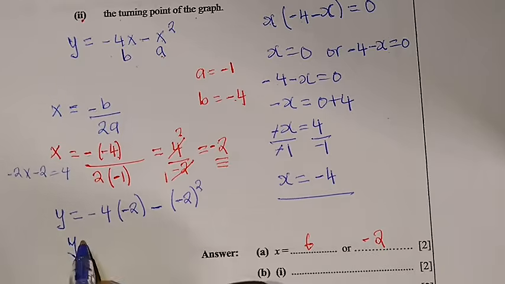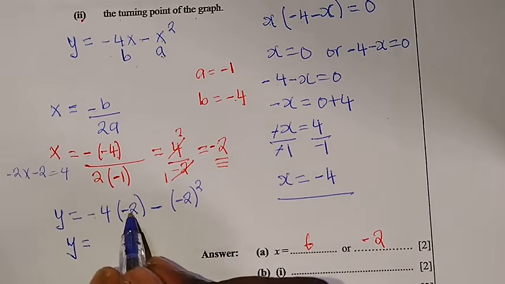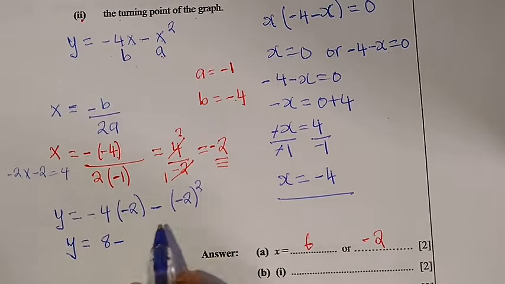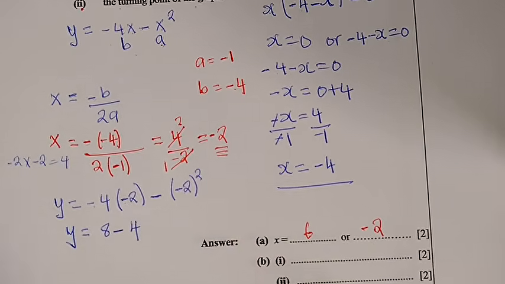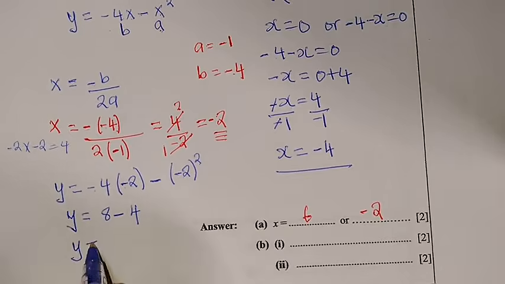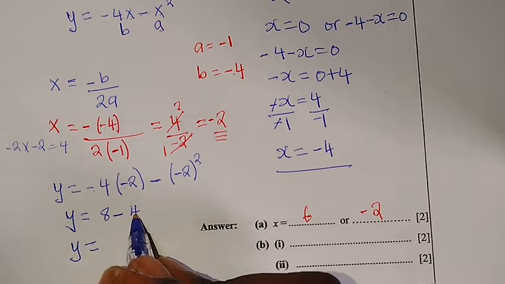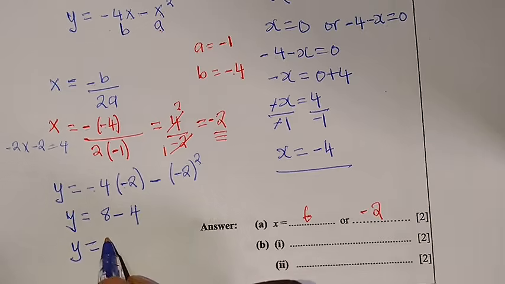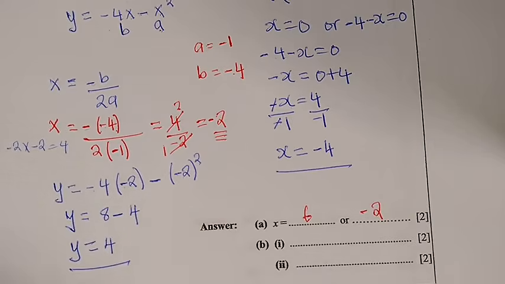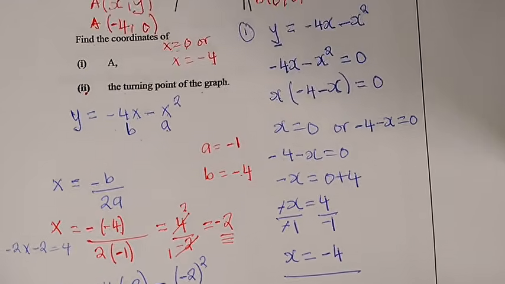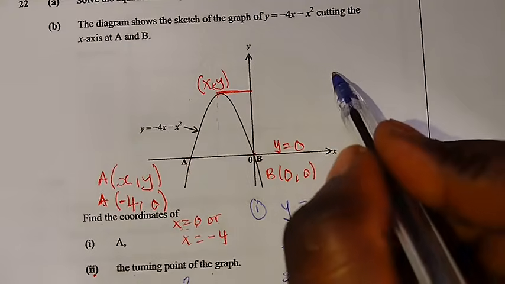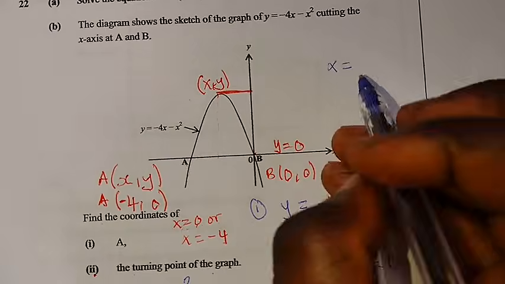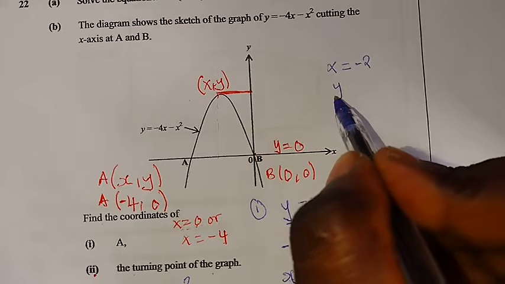So y is equal to negative 4 times negative 2, which is positive 8, minus negative 2 squared, which we have said is a positive 4. So the value of y is equal to what? 8 minus 4 should give us a 4. So the value of y is equal to 4. So this tells us that the coordinates of the turning point, because we have found that x is equal to negative 2 and y is equal to 4.